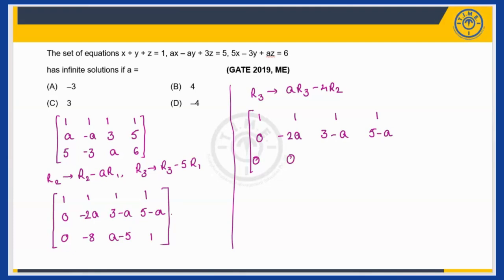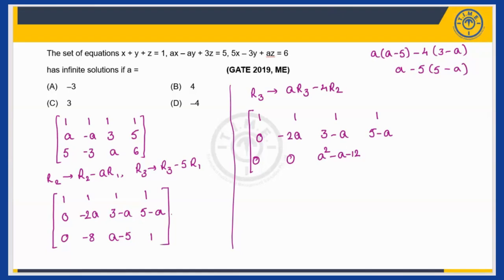Right. Now from here, everything will change. A into R3. That is A into A minus 5 minus 4 times of R2. That is 3 minus A. So that is A square minus 5A plus 4A. That is minus A and minus 12. And here A minus 5 times of 5 minus A.